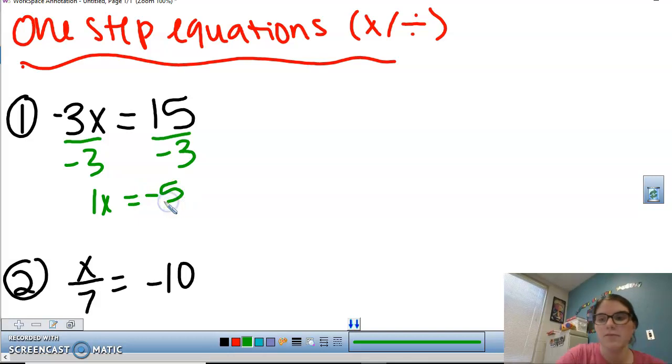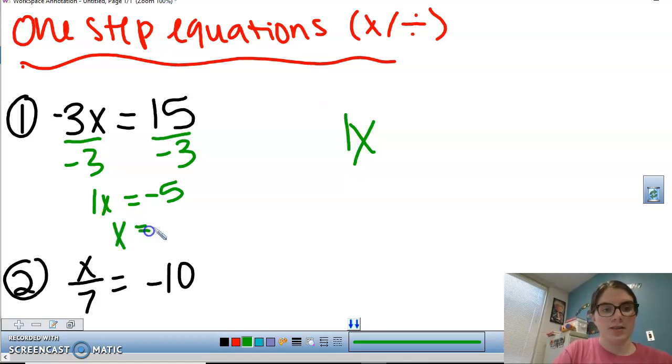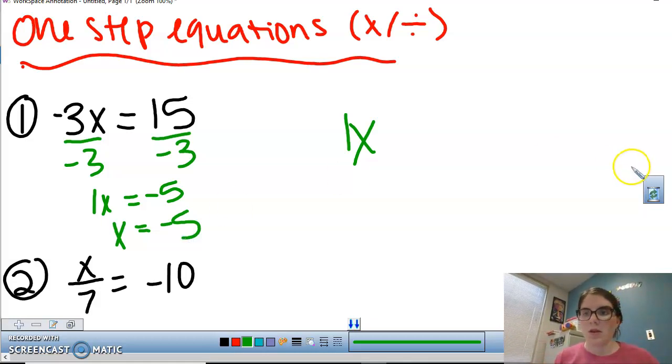with a -5. We always know if I ever see an x that there's always a 1 in front of it, so a lot of times it'll just look like x equals -5. So you don't need to have that 1 in front of there, but I just want to let you know that's what's there, is a 1. All right, we don't really need that anymore.